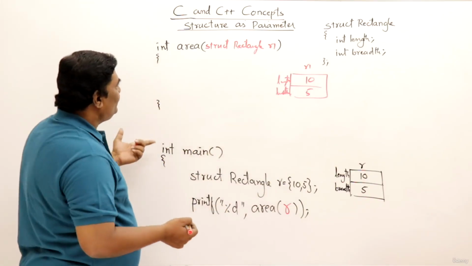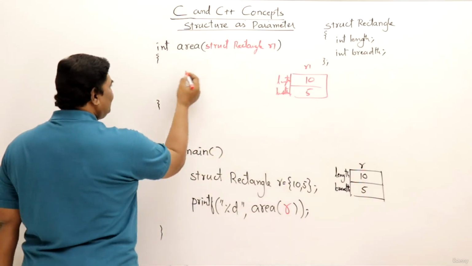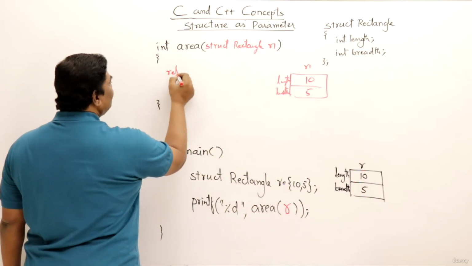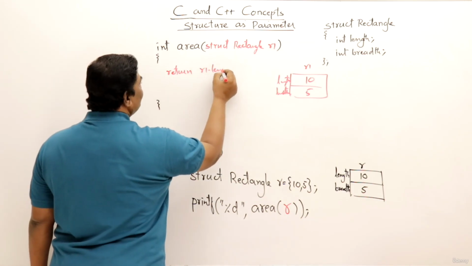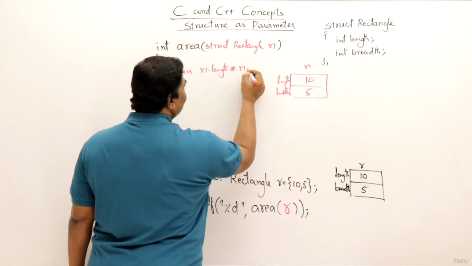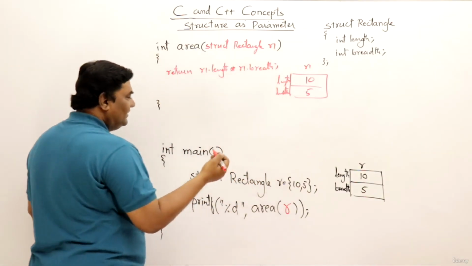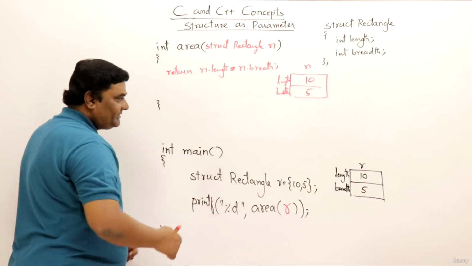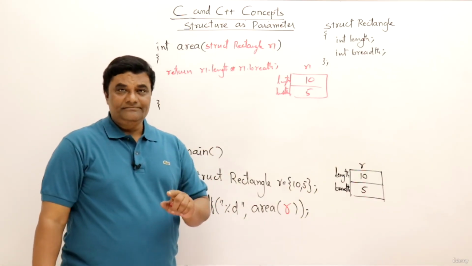Now here what I want to do is just calculate area. So I have to multiply length and breadth. So directly I will write down return. I will directly write in the return statement R1 dot length, so R1's length, right, into R1's breadth. That's all. It will return the result and this printf will print it. This is call by value.